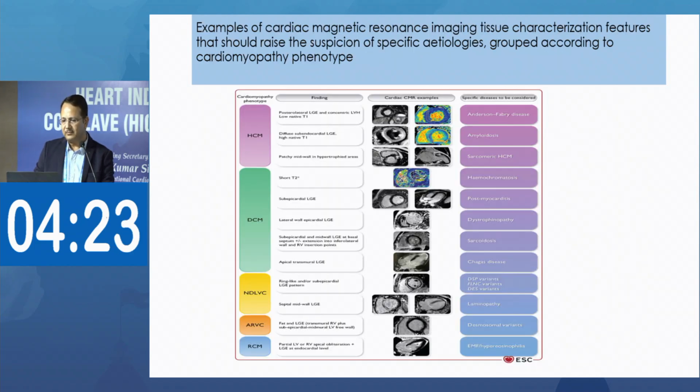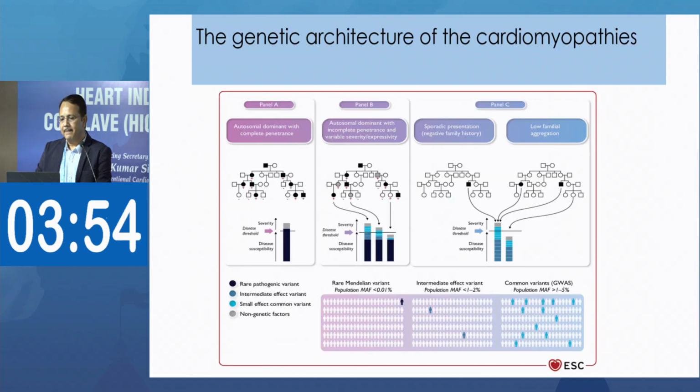These are the different patterns, and this is very important to diagnose the different cardiomyopathies, like hypertrophic cardiomyopathy patients. If there is posterolateral late gadolinium enhancement and there is concentric left ventricular hypertrophy and low native T1, the diagnosis will favor Anderson-Fabry disease. Likewise, it has different patterns in different cardiomyopathies.